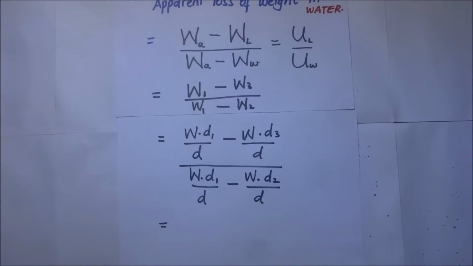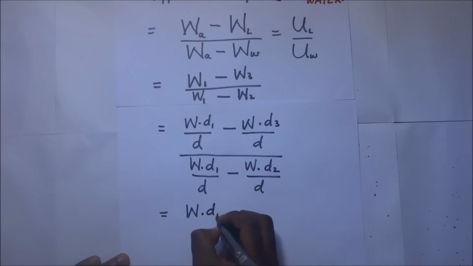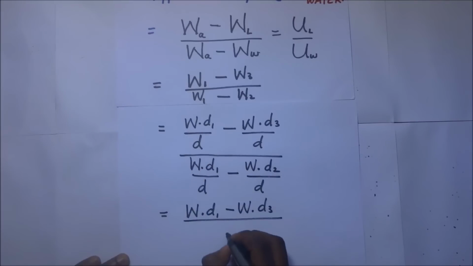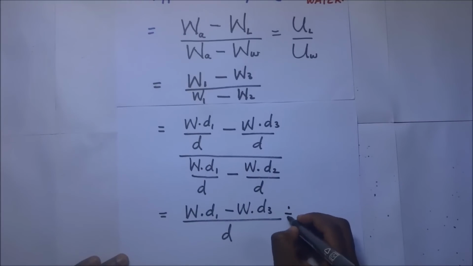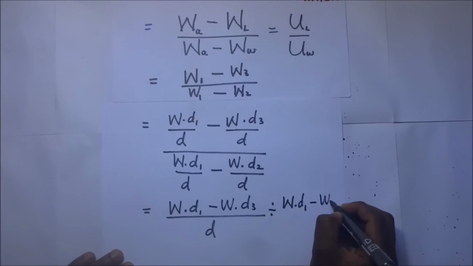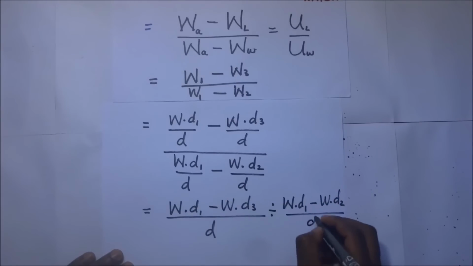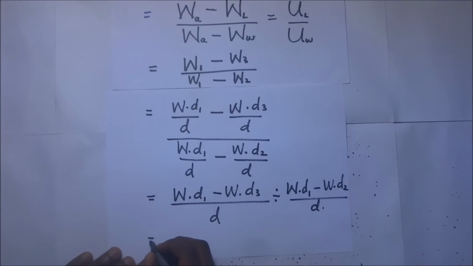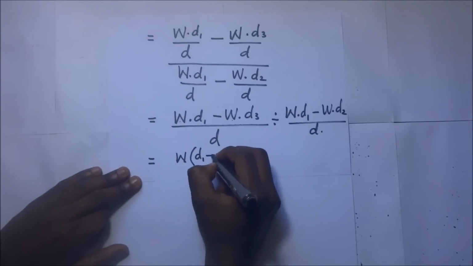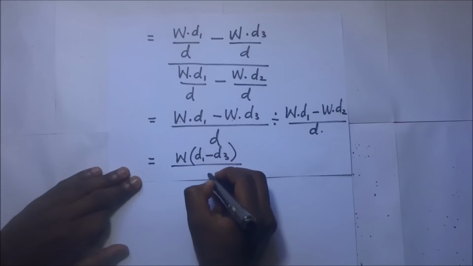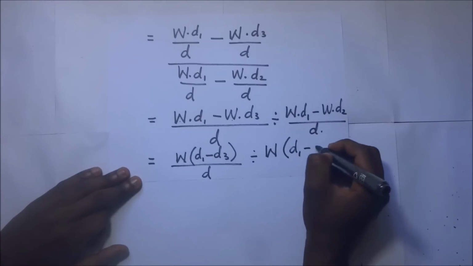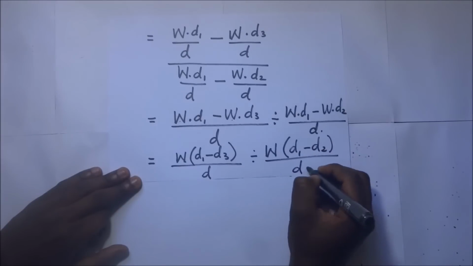And of course, this is going to become W times D1 minus W times D3, divided by the LCM here, which becomes D. Divide that by this, which is going to become W times D1 minus W times D2, divided by the LCM here, D. So this is going to end up being, W is common here, so we shall put W outside the brackets, into D1 minus D3, divided by D, divided by W, which is common, so we put W outside the brackets here, into D1 minus D2, divided by D.